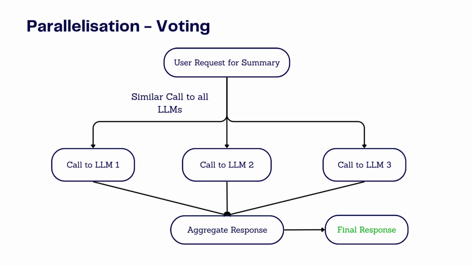From the diagram, user request for summary of a text. This request with similar but different prompts is sent to multiple LLMs and their results are combined to get the final response. Let's go through a couple of examples for voting parallelization.